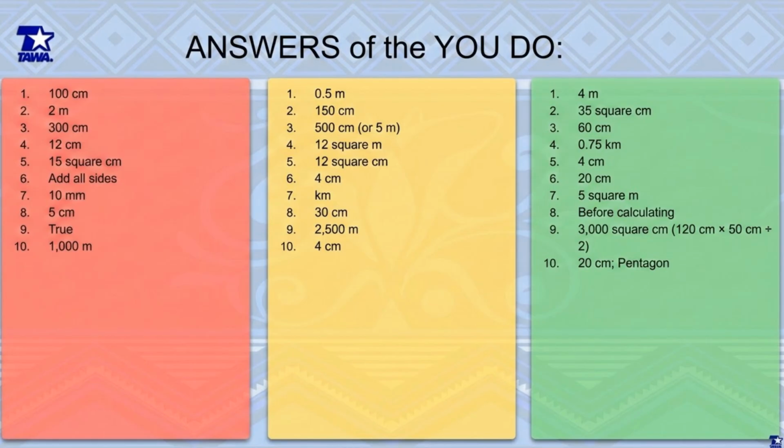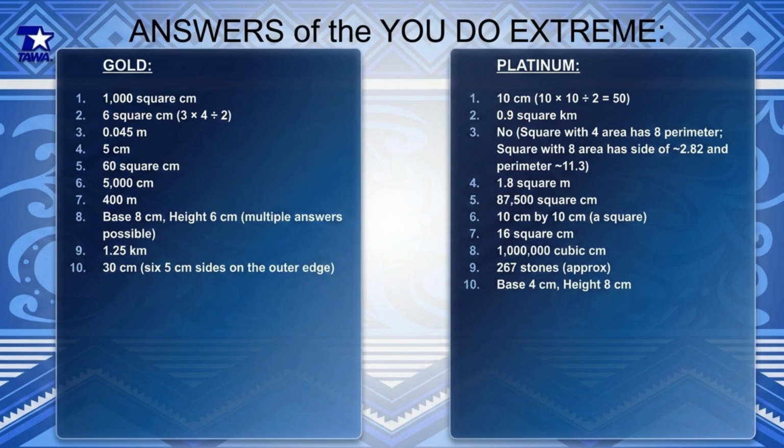Here are the answers for the you-do tasks. Check your work for Groups A, B, and C. And here are the answers for the you-do extreme tasks, for both gold and platinum levels. Review these to check your understanding of the advanced problems.